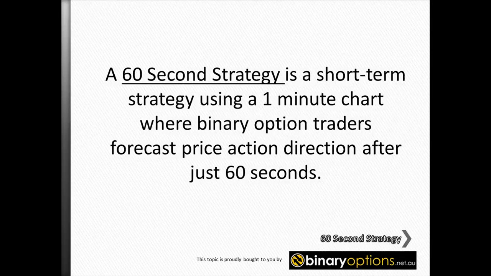So what is binary option? Binary options traders use a 60-second strategy to forecast price direction after just 60 seconds. By using 1-minute bars on a short-term price chart along with a high probability setup, traders can accurately place either a call or a put trade with the view that the binary option trade will expire in the money.